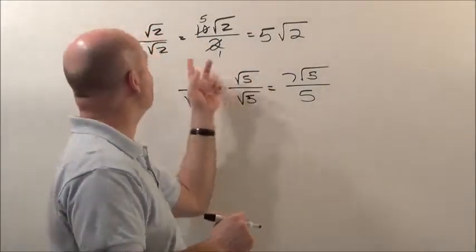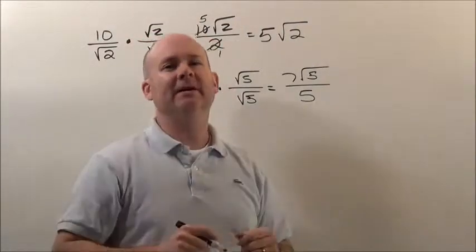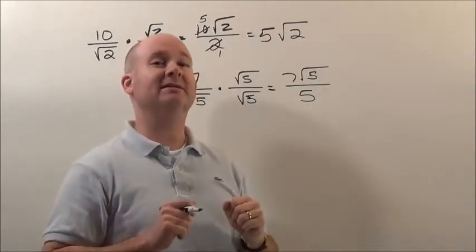That's all you have to do to rationalize the denominator. You're just going to multiply it by its exact same self over itself and then simplify the fraction. That's how we rationalize the denominator.